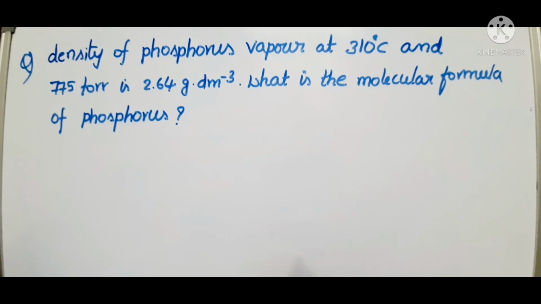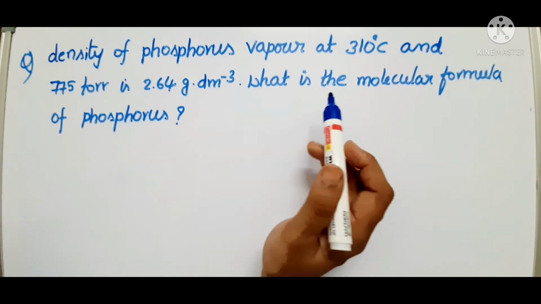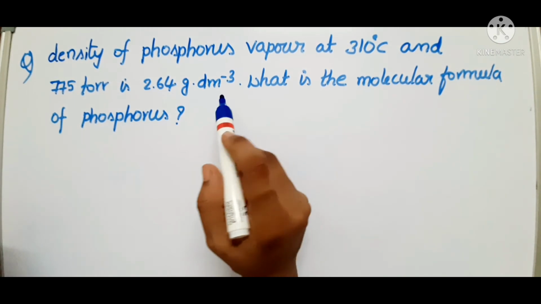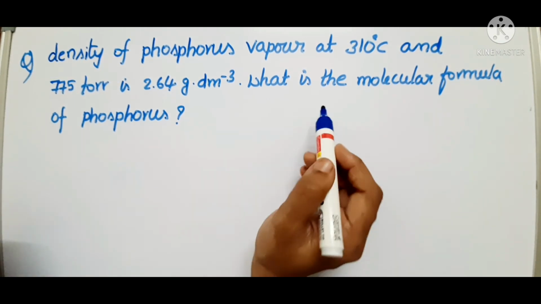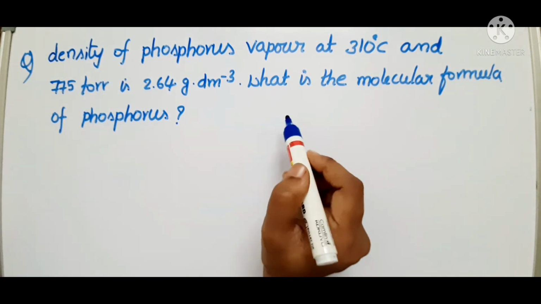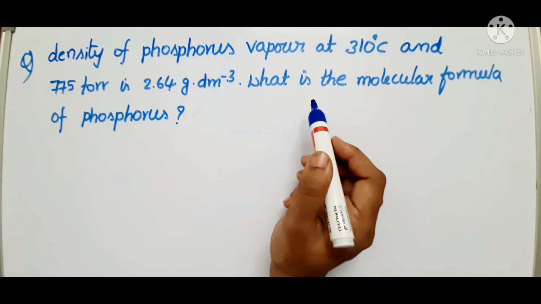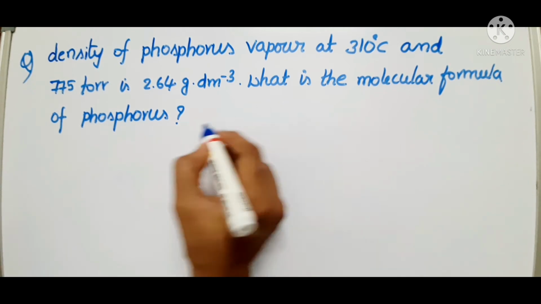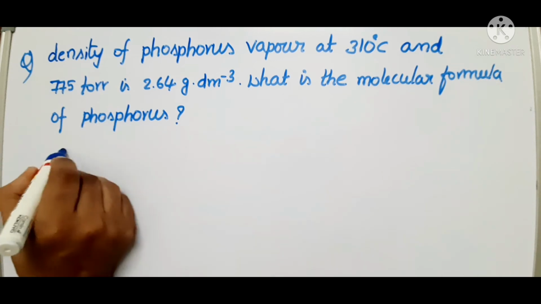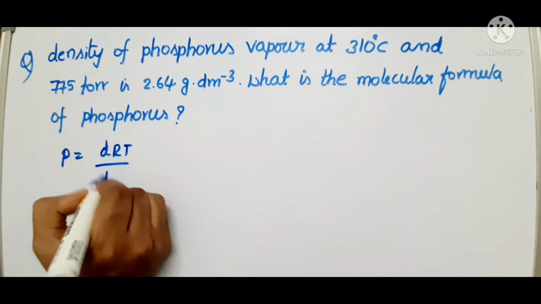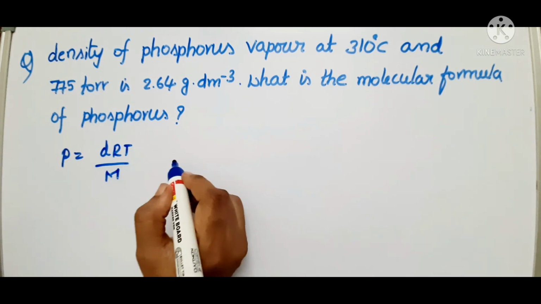Here the third question is: the density of phosphorus vapor at 310 degrees centigrade and a pressure of 775 torr is 2.64 gram per decimeter cube. What is the molecular formula of phosphorus? So how can you calculate the molecular formula of phosphorus here? From the ideal gas equation again. What is the ideal gas equation? We have P equal to dRT by M, like the earlier problems.